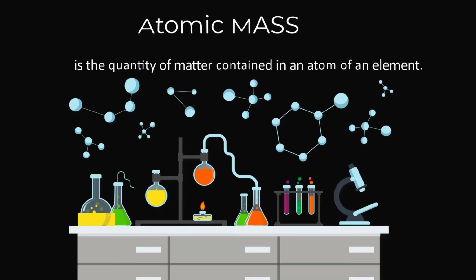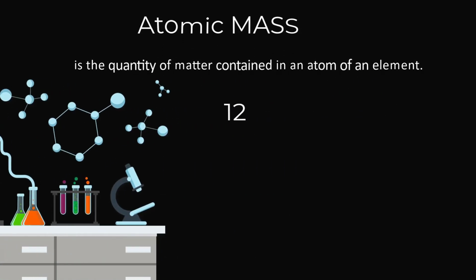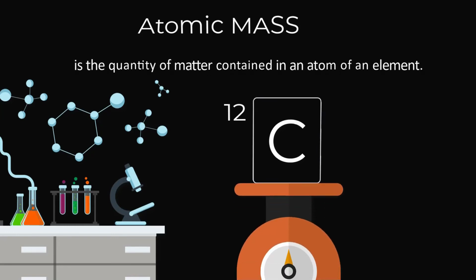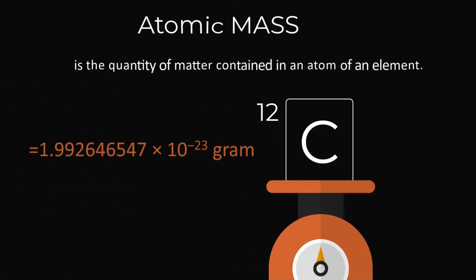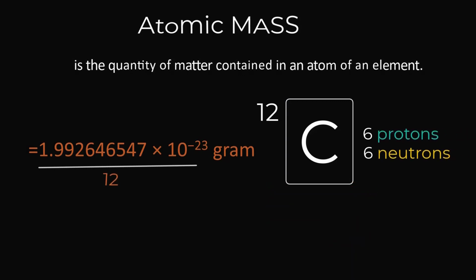In the lab, as difficult as it seems, a single carbon-12 atom was isolated and weighed. The value in grams gotten was super small: 1.992646547 times 10 to the negative 23rd gram. This value was then divided by 12. The reason for this is that we know that a carbon-12 atom has 6 protons and 6 neutrons, so we are trying to share that mass among the protons and the neutrons.